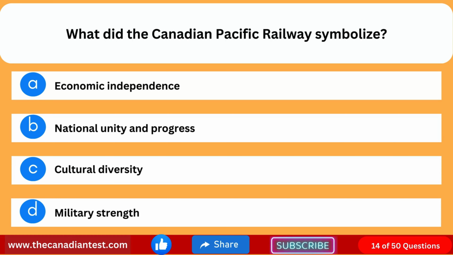What did the Canadian Pacific Railway symbolize? Option A, economic independence. Option B, national unity and progress. Option C, cultural diversity. Option D, military strength.